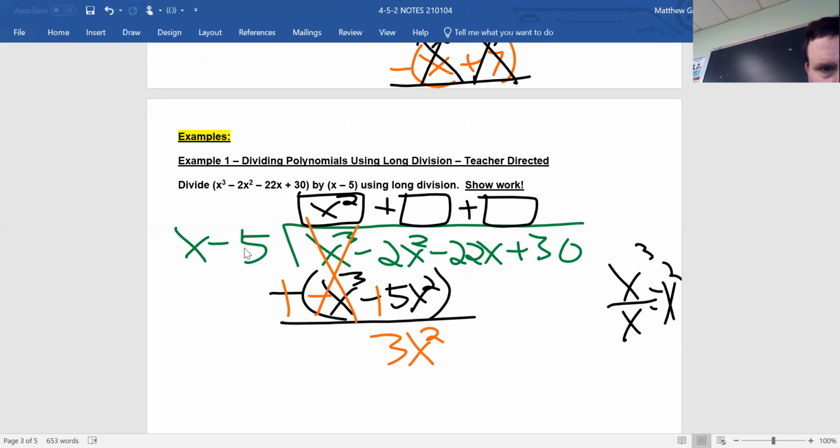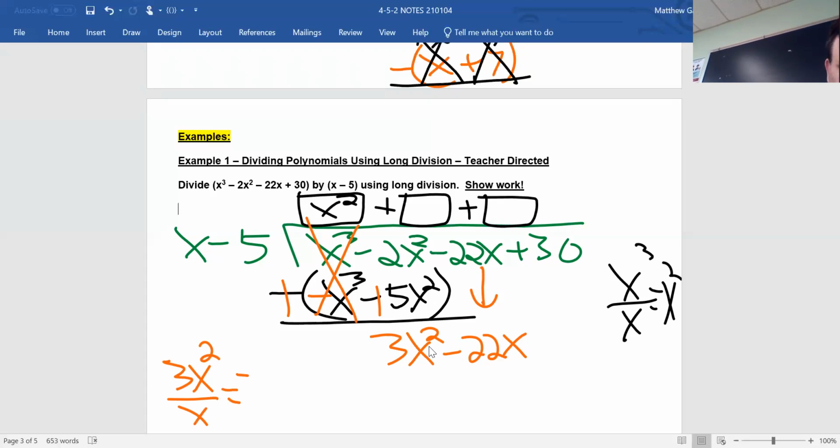Now remember what I said on the 22nd. The divisor has two terms, so we need two terms here. So we must bring down that next term, that negative 22x. We must keep in mind that we're trying to eliminate 3x squared. So we divide that by the first term in the divisor, which is x. So 3x squared divided by 1x is just 3x. Then apply the distributive property. 3x times 1x is 3x squared. 3x times minus 5 is negative 15x.